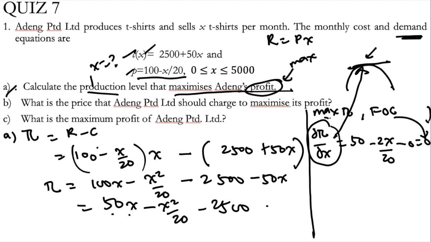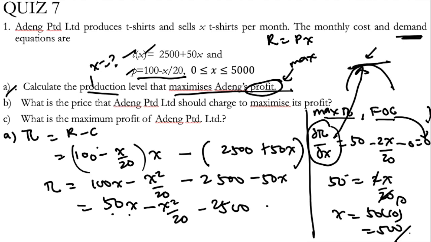So here, maximize profit must be written. First order condition must be written and then equate it to 0. And then we solve it. So from here, we can solve for x. So 50 equals 2x over 20. In fact, we can simplify it further. It becomes 10, isn't it? Then you have x equivalent to 50 times 10 equal to 500. So this is the quantity that maximizes profit. So we have answered question A.